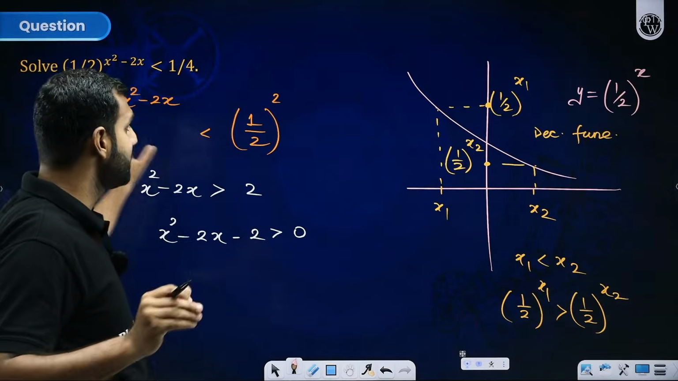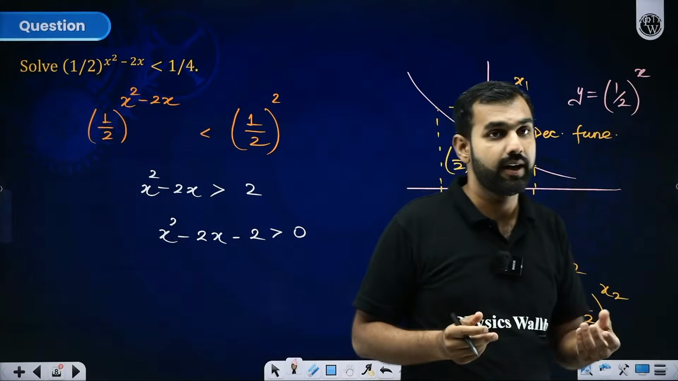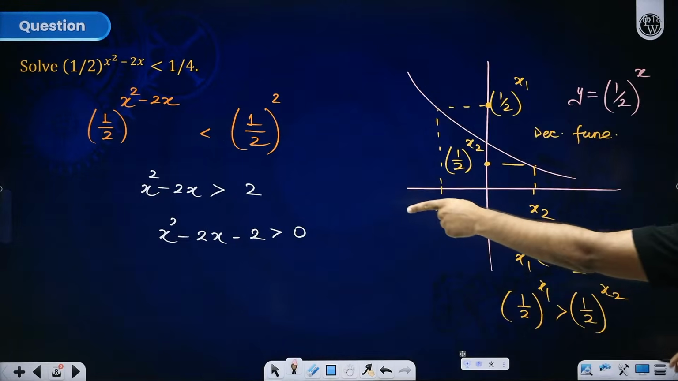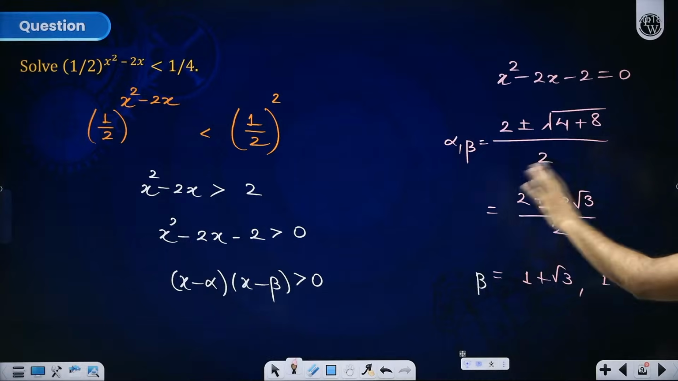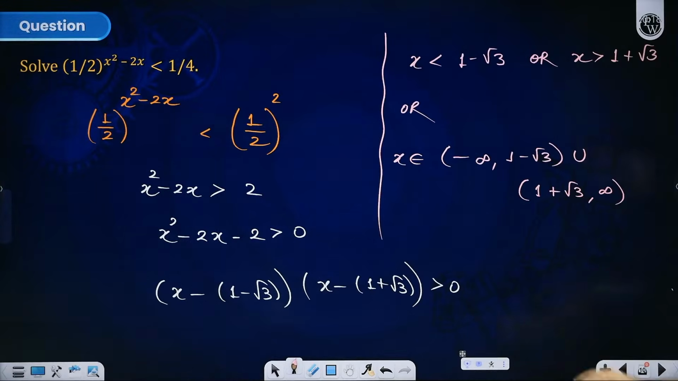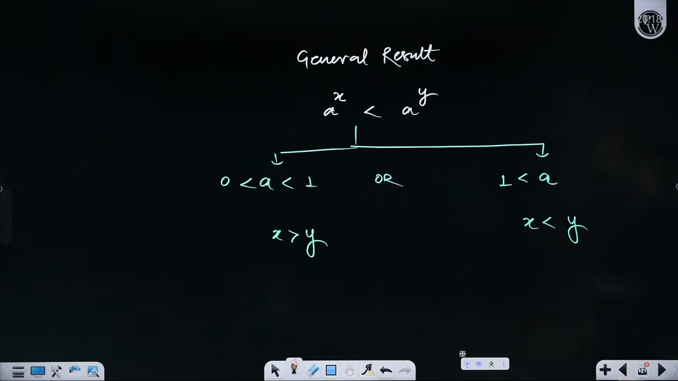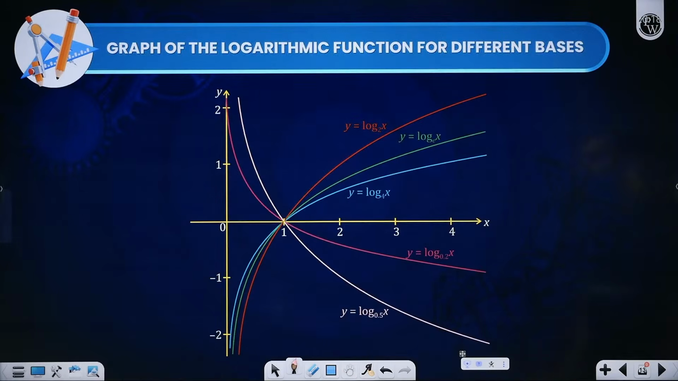First of all, I proceeded with this idea, graphical approach, where I told you this was decreasing, so the sign swapped. And when the sign swapped, this is how you deal with this simple question, by simply solving an inequality. So these general results, everything you'll remember.